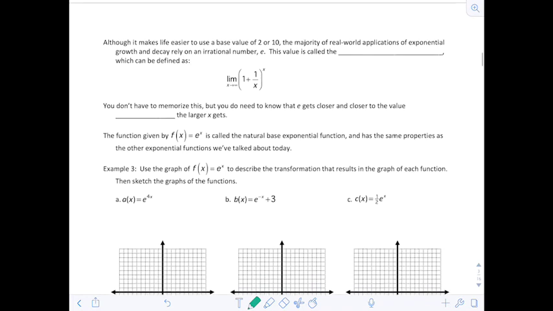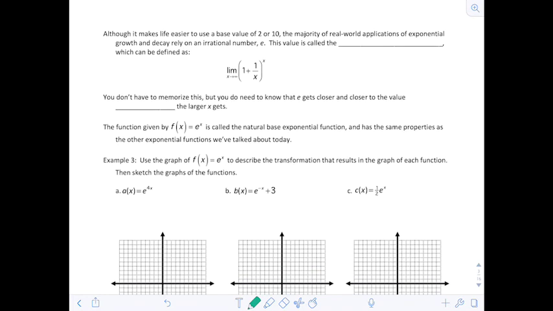Okay, so now we're going to start to look at the bases in particular. So we like it when we have bases of 2 or 10. Those are pretty easy to work with. However, the majority of real-world applications rarely use base 2 and base 10. They actually use this number e. Sorry, you can't really see it with the marker there. So 2 or 10, the number e. This value is actually called the natural base, and you may remember that natural logs are in base e.